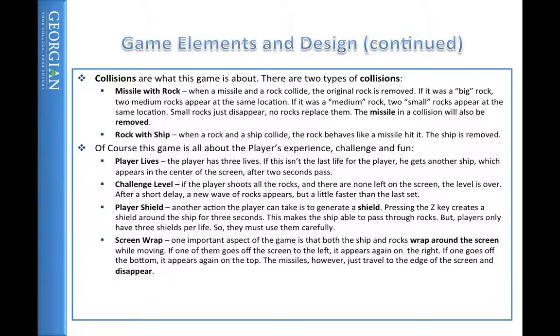Another action the player can take is to generate a shield by pressing the Z key. It goes around the ship for 3 seconds, so it makes him live longer. So really, try not to use a strategy. Don't use your Z key. Don't use your shield at all unless you know you're in for certain death. Certain death is the only time you use your shield, number one.